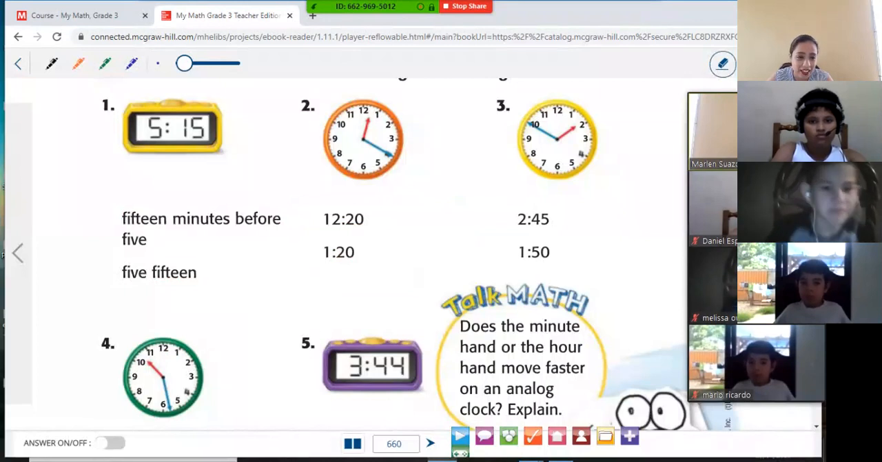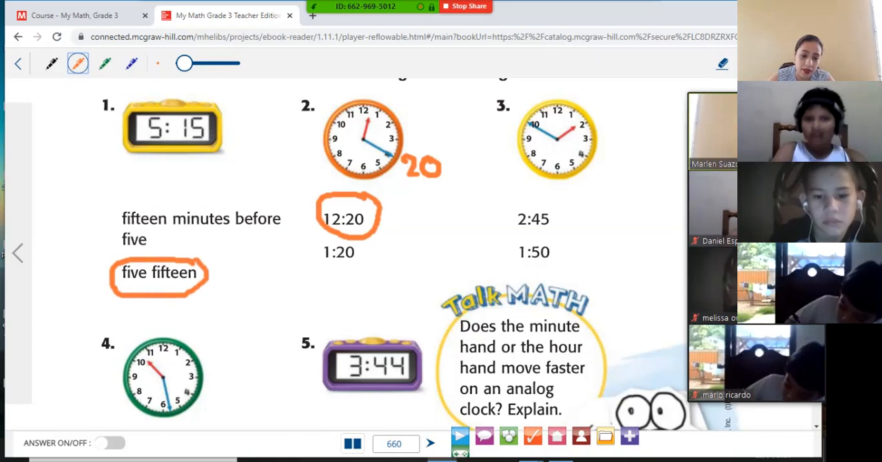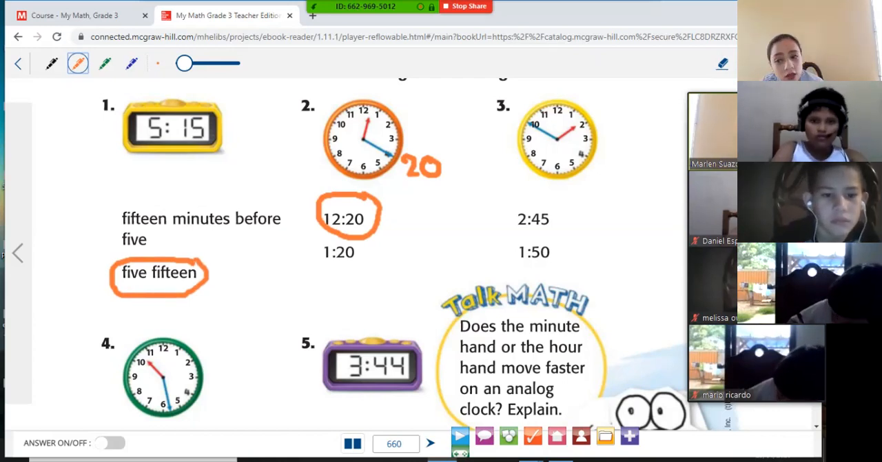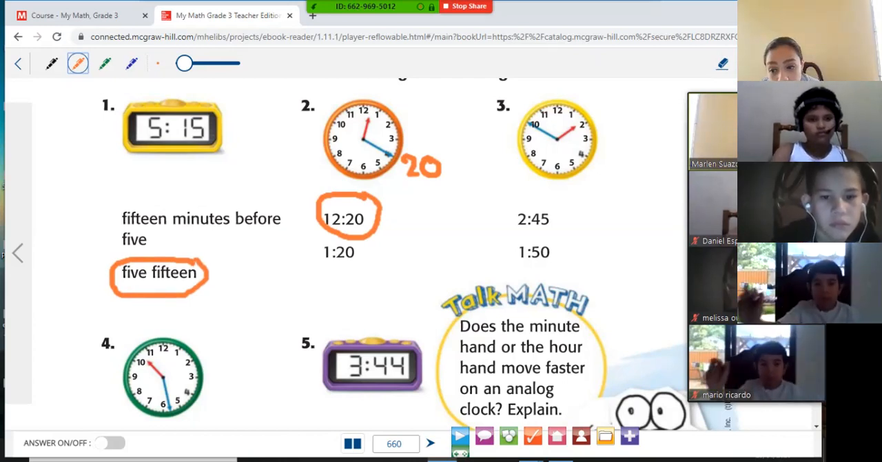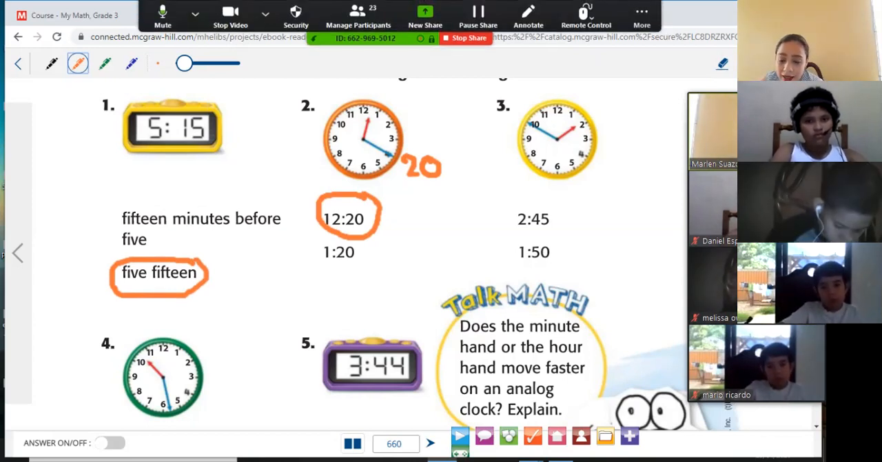Now, so here means 20 minutes have passed. So what time is it? Is it 12:20 or 1:20? It is 12:20. Okay? Here is 5:15. It is 12:20. This is almost like a review because we already saw this in 2nd grade, okay? So in case you forgot, I am explaining it again.